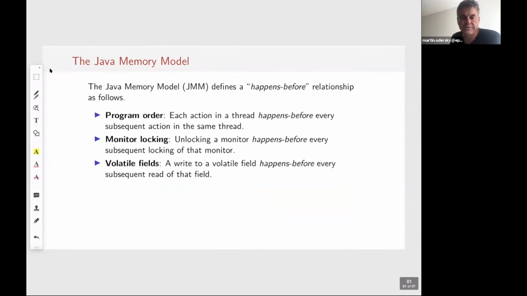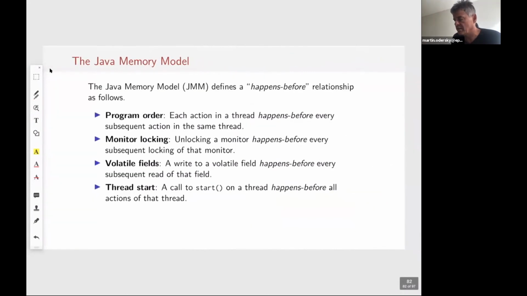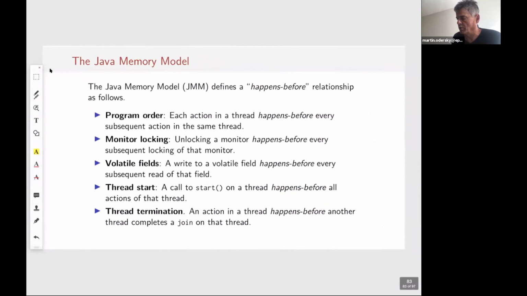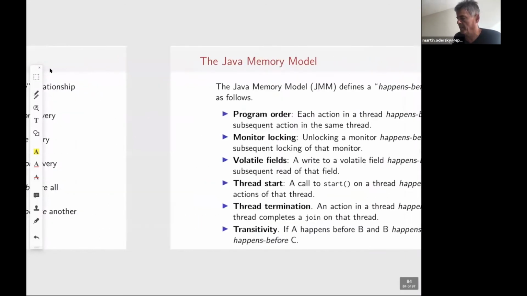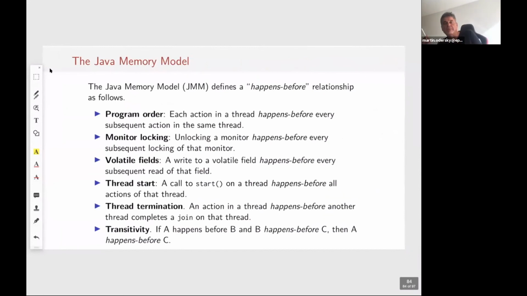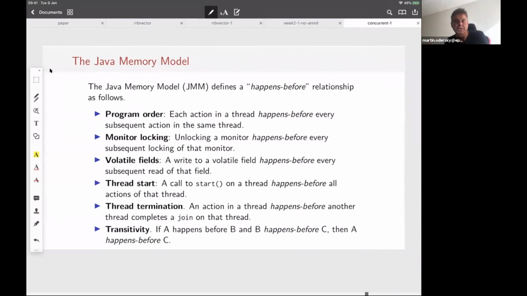The third one is volatile fields, which I skipped for now. I'm going to explain what volatile fields are next week. Thread start, so a call to start on a thread happens before all actions of the thread. And finally, thread join or termination, an action in the thread happens before another thread that completes a join on that thread. So that we have already seen. And then we say that's a partial order. So it's transitive. So if A happens before B and B happens before C, then A happens before C.